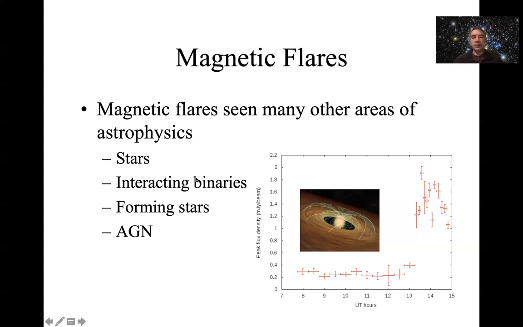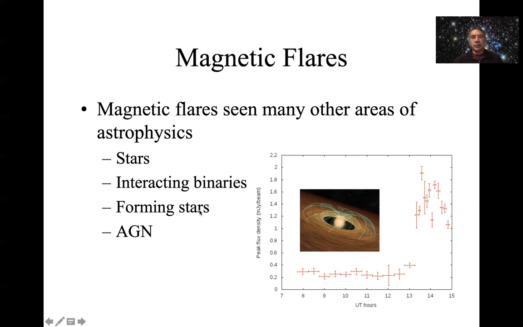You can also get interacting binary systems where stars are very close, and again, having that binary companion can add extra dynamo power, if you like, to a star, so it will increase the magnetic activity because you've got a close binary interaction going on.